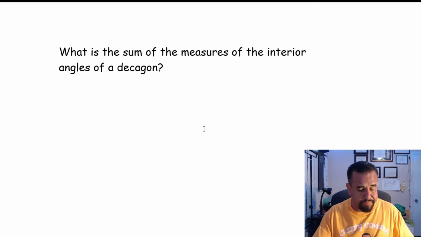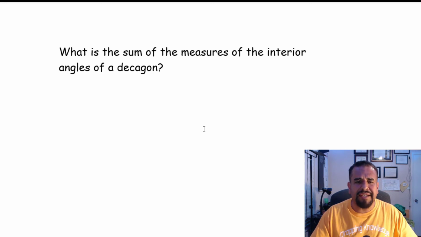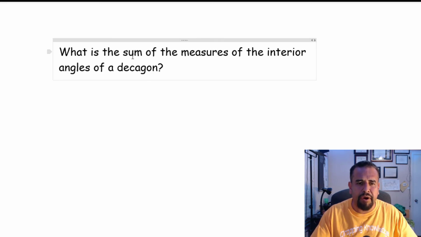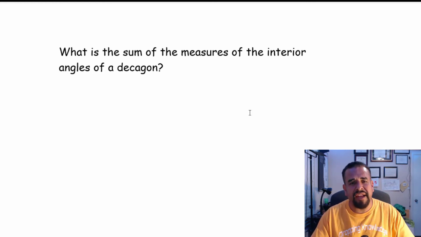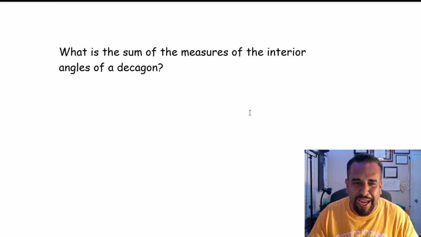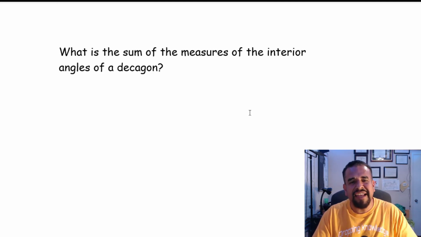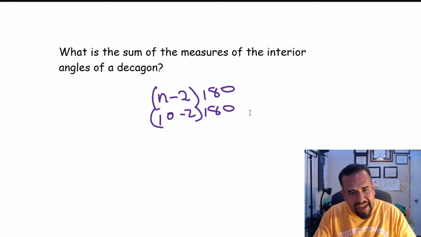You back already? I hope you did pause it and try it. The first thing you may be wondering is what a decagon is. Part of the prefix deca, meaning 10. So it's a 10-sided shape. So if I want to do this, I can just do n minus 2 times 180, which is basically 10 minus 2 times 180, which is basically 8 times 180.